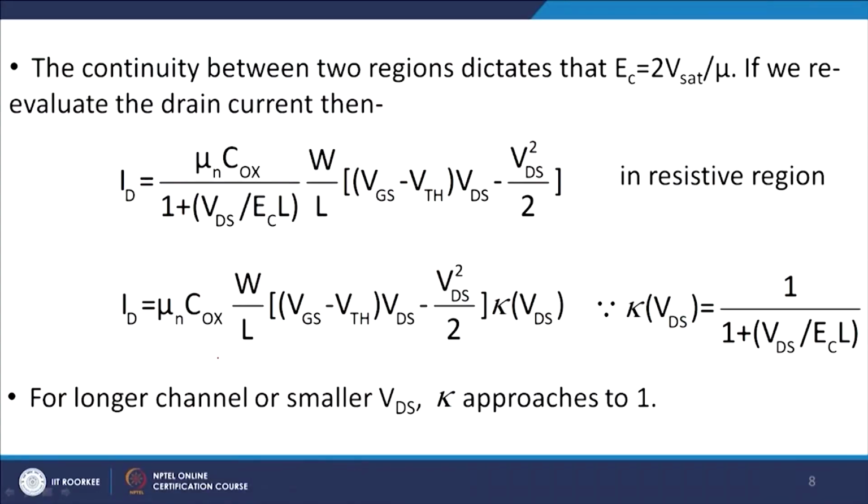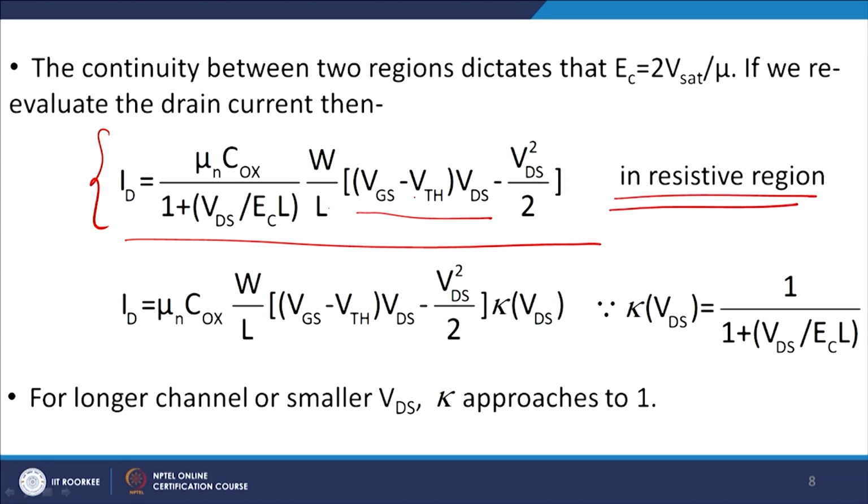Now, if we evaluate it, we get something like this, that the drain current ID is given by this basic formula. If you remember yesterday's talk, it was basically 1 plus VDS by ECL, and this will give you the value, with W by L coming here, into VGS minus VTH into VDS minus VDS whole square. So, this is for the resistive region, and therefore you see ID has a nonlinear dependency on VDS because it is a square term which you see in front of you.